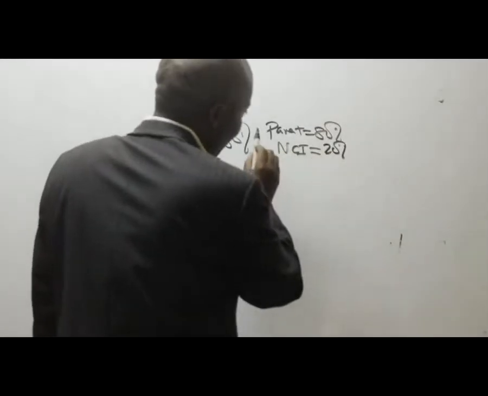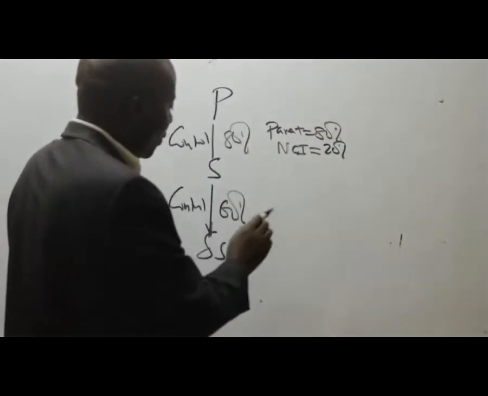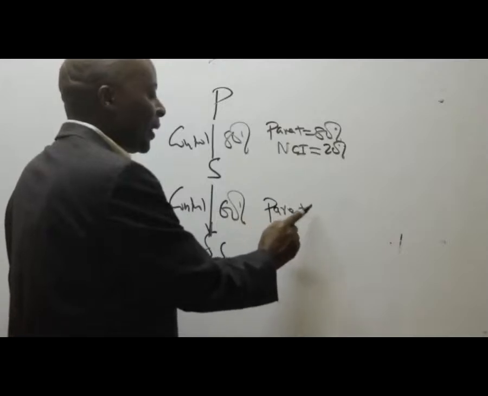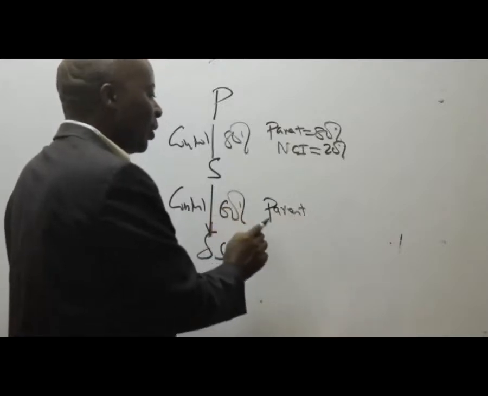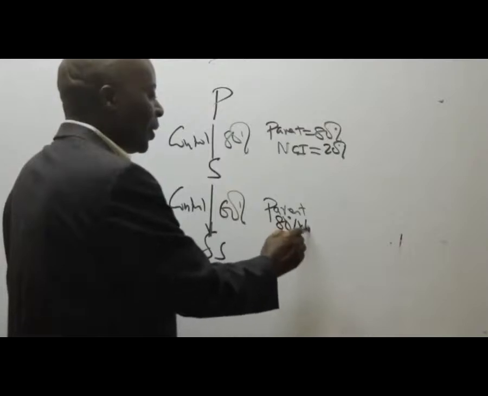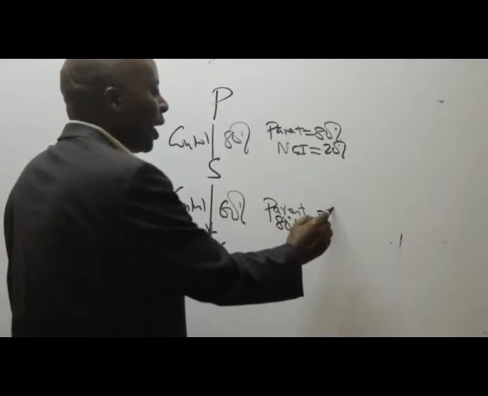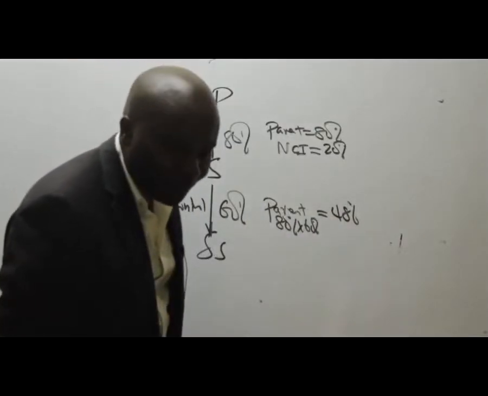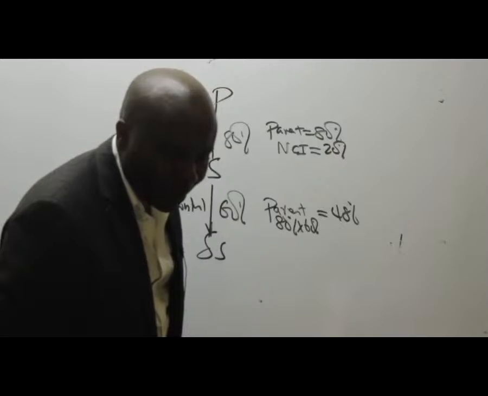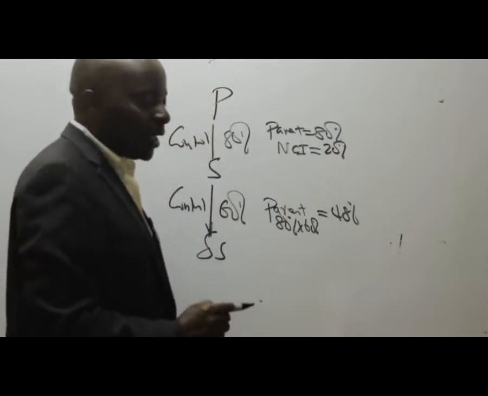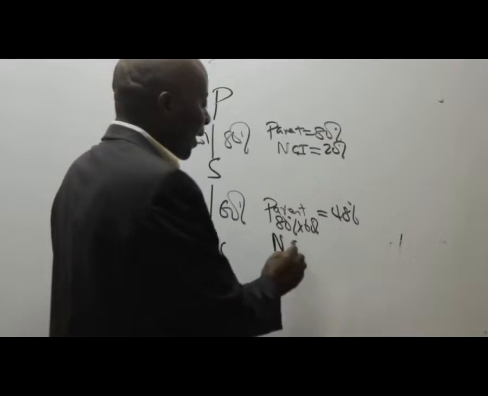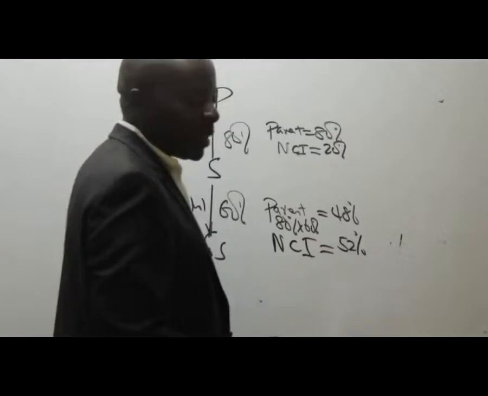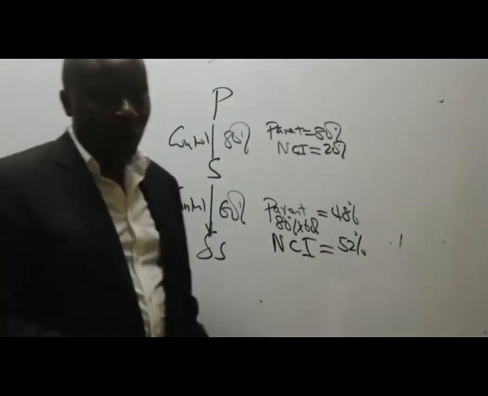How about the percentage holdings in SS? The parent in SS will own 80% times 60%. The parent will own 48%. And then NCI will own what percentage here? NCI will own 52%.